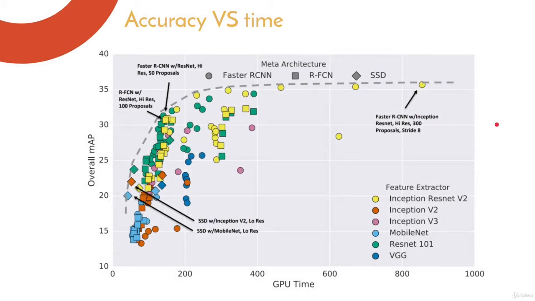This is a graph from the paper that I have referenced before, where they have made many experiments with 3 different types of neural networks, which are faster RCNN, RFCN, and SSD. And for us, we'll only consider faster RCNN and SSD in this course because SSD is very fast and faster RCNN is very accurate. RFCN is somewhere in the middle, so we will not be considering it in this course.